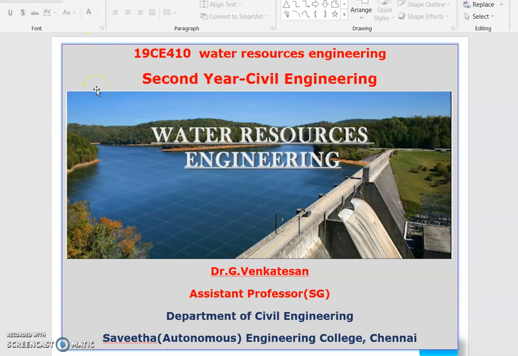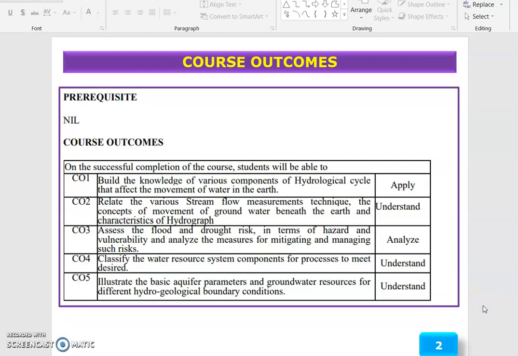This subject is 19CE410 Water Resource Engineering, second year Civil Engineering. Myself, I am Dr. G. Venkateshan, Assistant Professor, Department of Civil Engineering, Savita Autonomous College, Chennai. The course has no prerequisite.